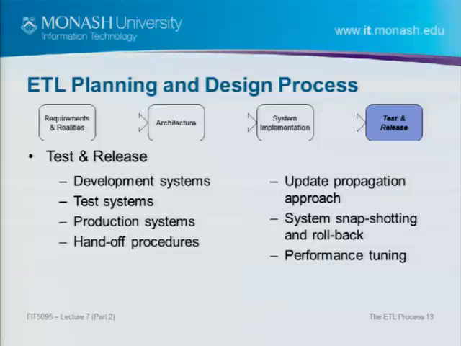How do you propagate updates? System snapshotting and rollbacks and performance tunes. With system snapshotting and rollbacks, you make sure that you take a snapshot backup of the system before you start doing your ETL load. Of course, it's really embarrassing when your ETL process fails and last night's sales figures are not available. It's a whole new level of embarrassment if the entire data warehouse is offline as a result of what failed.